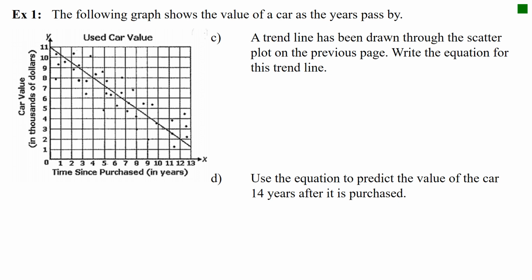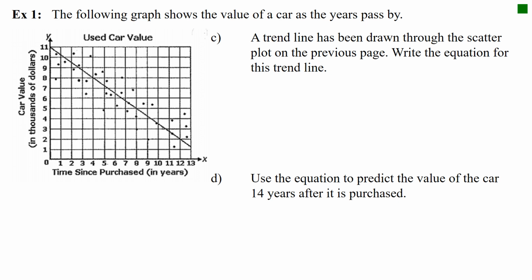Example 1 continued. We're looking at part C now. A trend line has been drawn to the scatter plot on the previous page. Write the equation for this trend line. So a trend line, remember, is a line of best fit. So what we have here is a scatter plot. There's a bunch of points scattered, but there's still a relationship. Okay. We can still tell that as time is increasing, the value of the car is decreasing. However, we can't draw one straight line that will touch all the points. So what we do is we calculate the line of best fit, and usually this is done by calculator.